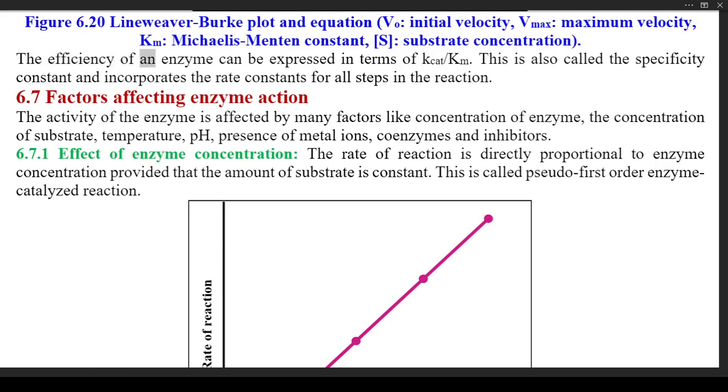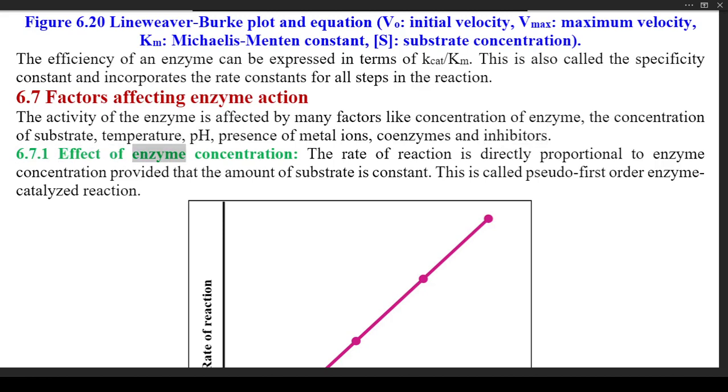The efficiency of an enzyme can be expressed in terms of kcat/Km. This is also called the specificity constant and incorporates the rate constants for all steps in the reaction. 6.7 Factors affecting enzyme action. The activity of the enzyme is affected by many factors like concentration of enzyme, the concentration of substrate, temperature, pH, presence of metal ions, coenzymes, and inhibitors.